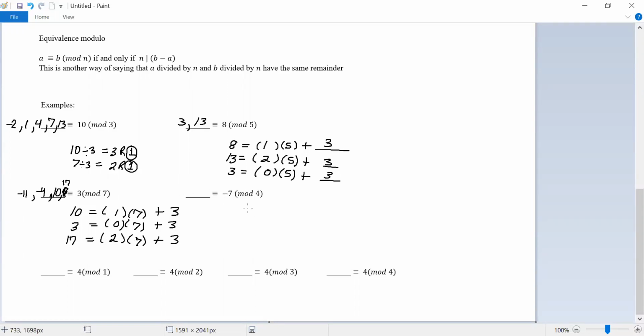Okay, let's try this one: -7 equals something times 4 plus a remainder. So if I do -2 here, -2 times 4 is -8, and then I add 1 to get that remainder of 1. So of course, -7 would give me a remainder of 1, or about 5. 1 times 4 is 4 plus 1, so 5 will work.